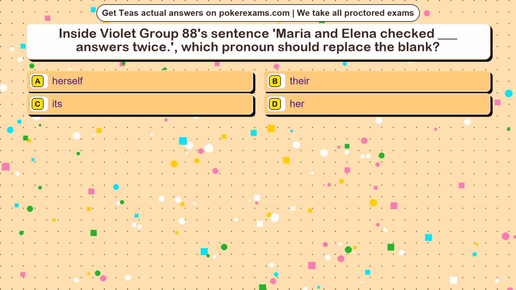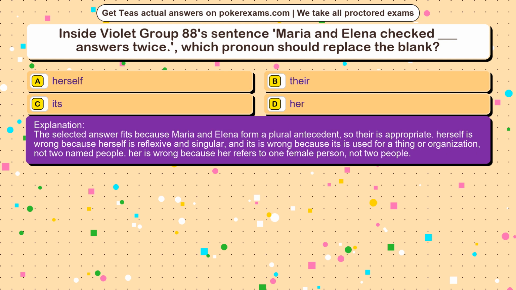The correct answer is option. The selected answer fits because Maria and Elena form a plural antecedent, so their is appropriate. Herself is wrong because herself is reflexive and singular, and its is wrong because its is used for a thing or organization, not two named people. Her is wrong because her refers to one female person, not two people.